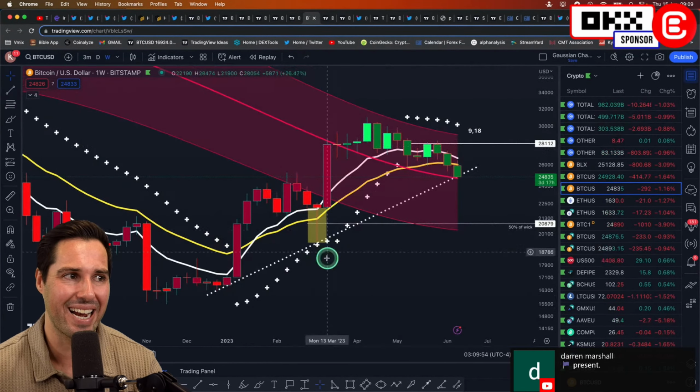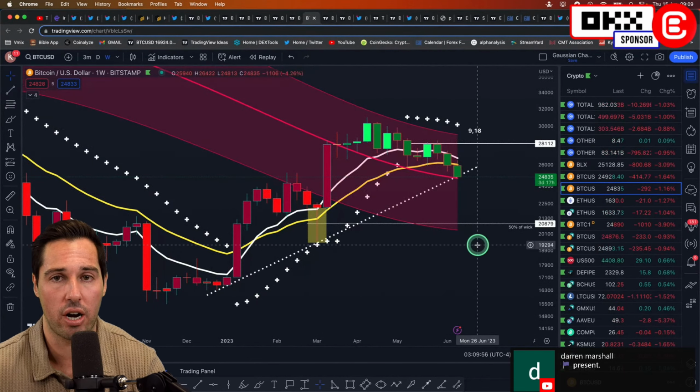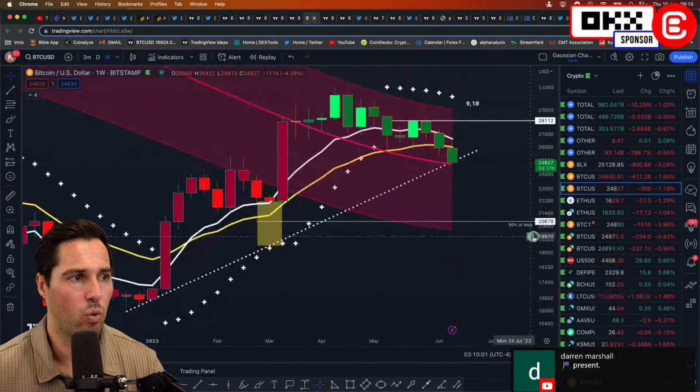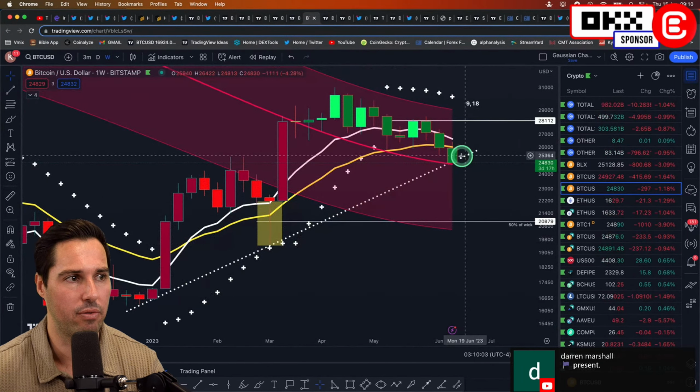All right, looking at the 9 and the 18 moving average on the weekly chart with the Gaussian channel intact, we have one level of support. Well, you have the dotted line over here, which is the diagonal.